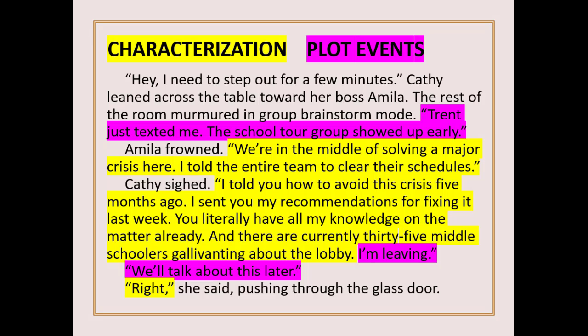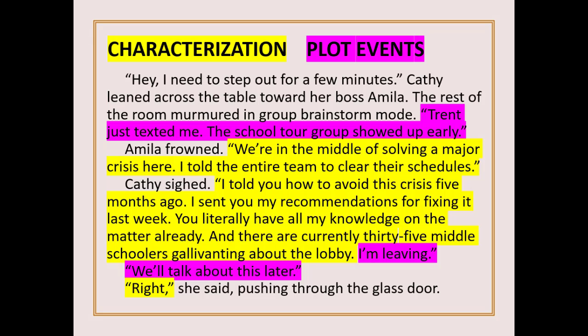And then the next plot event is Kathy making a decision of how she's going to handle the situation. And in this case, it's I'm leaving. And then the third event is the response from Amila that we'll talk about this later, which implies consequences for our main character for her decision. So think about plot events as things that happen. These are changes in the environment that move the story forward. And in this case, all 3 of them came across in dialogue.